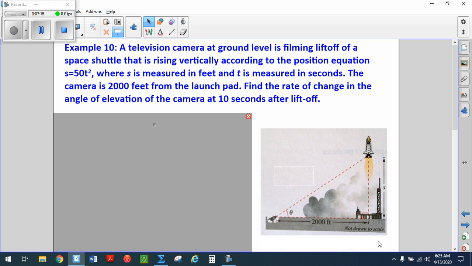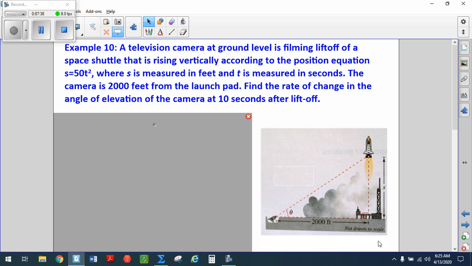A television camera at ground level is filming liftoff of a space shuttle. It's rising vertically according to the position equation s equals 50t squared, where s is measured in feet and t is measured in seconds. The camera is 2,000 feet from the launch pad. Find the rate of change of the angle of elevation of the camera at 10 seconds after liftoff.